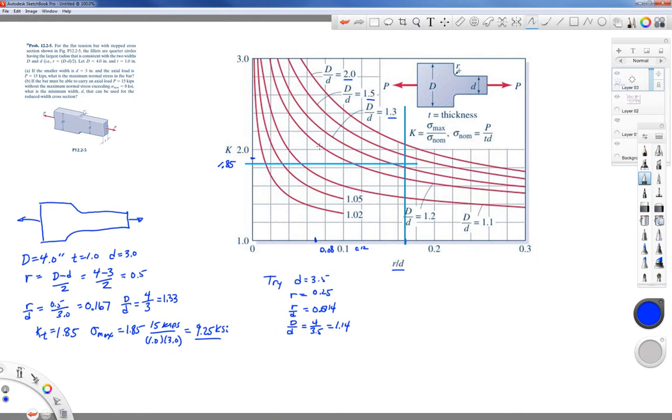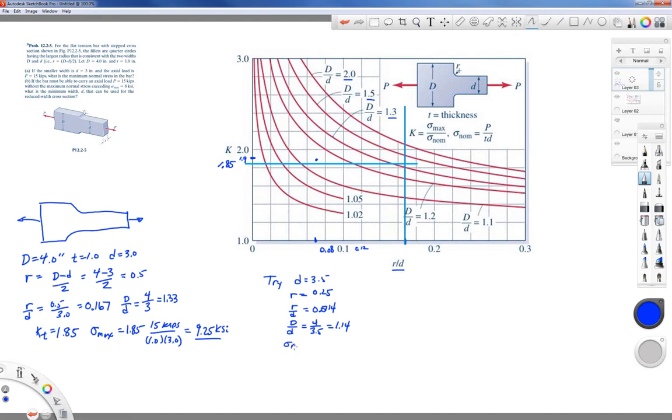This is the 1.2 line. This is the 1.1 line. So we're about halfway in between here and here, so maybe about here. Okay, 1.1 to 1.2, so maybe we're about in this position. That looks like it's maybe 1.9. So let's see what we get.